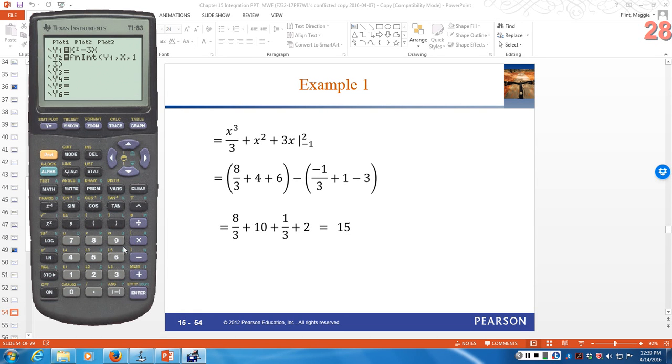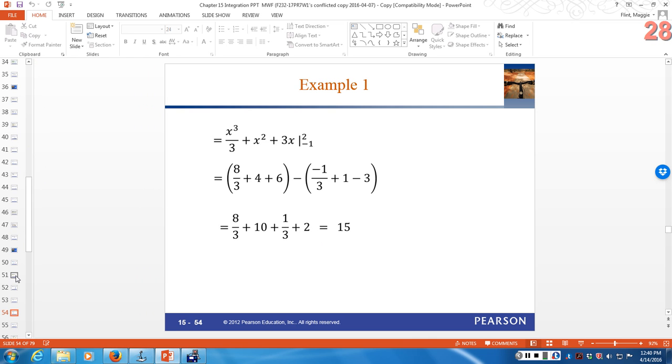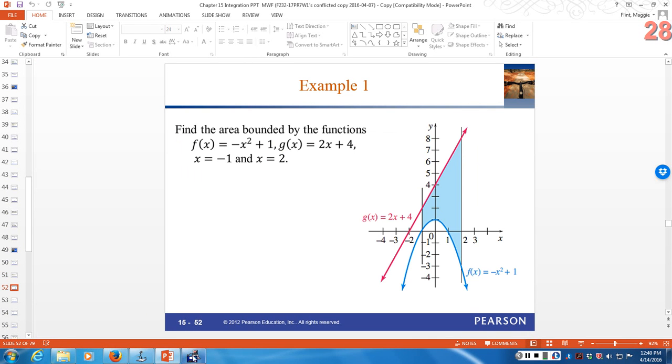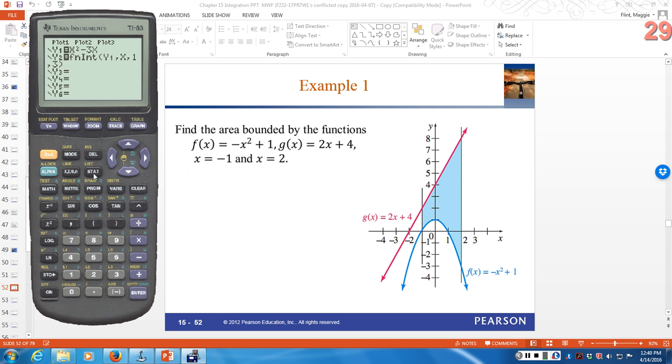Or you can put in f of x, back to the original problem. F of x is negative x squared plus 1 and g of x is 2x plus 4.